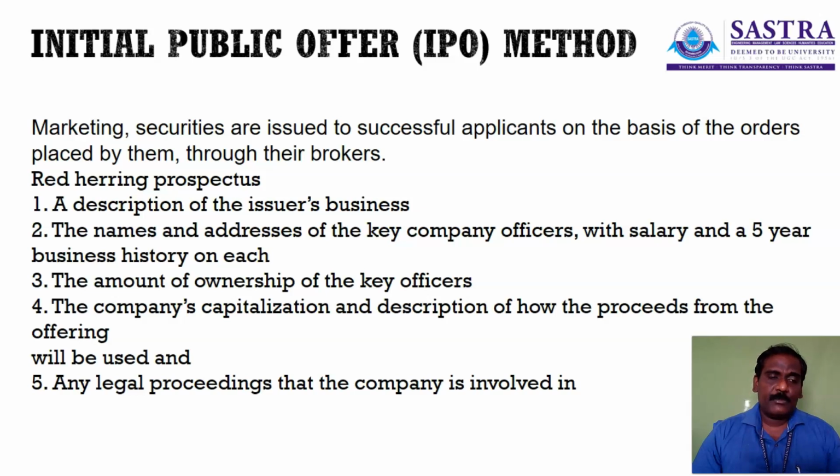The second important thing, the name and address of the key company officers with their salary and last 5 years of business history on each. Milestones are given here. The key stakeholders of the company, CEOs, CFOs, board of directors who are associated with the company, and their profile and the salary they draw from the company, everything is given in this.